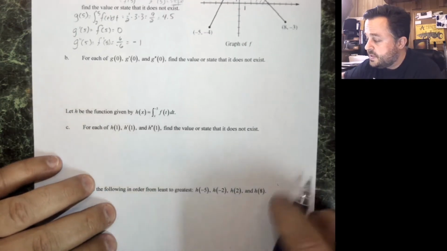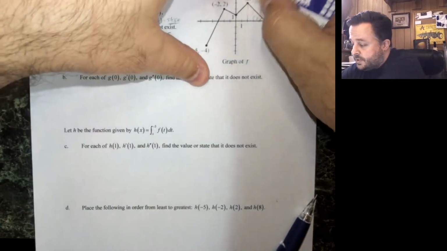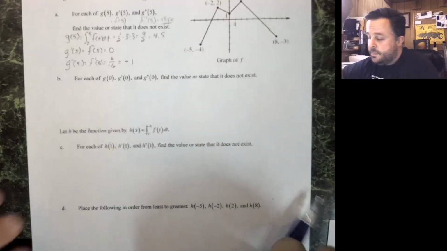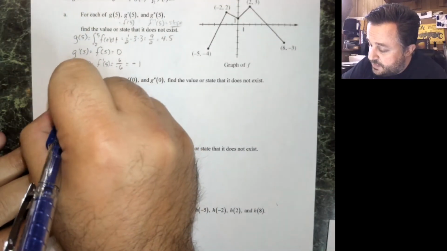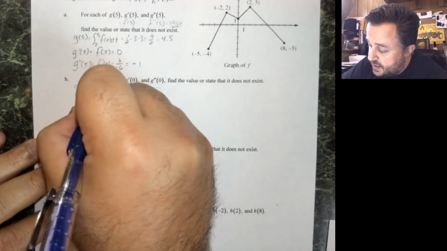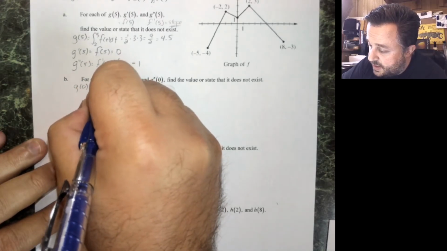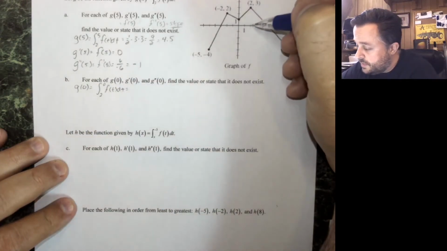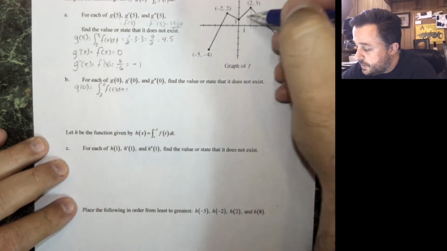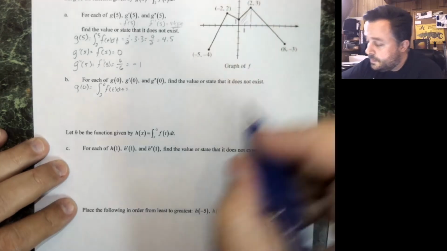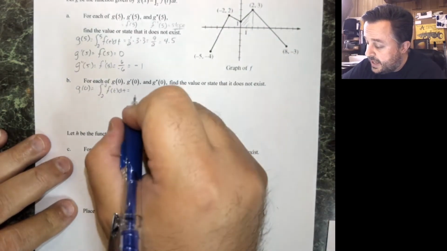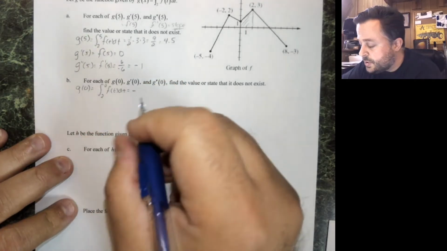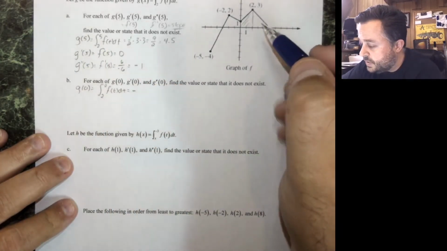We're going to find g of 0. To do this, I'm going to go ahead and just erase what I have up here on this graph. So g of 0 is the integral from 2 to 0 of f of t dt. So we're going from 2 to 0. Now again, because we are going to the left from 2 to 0, this is going to be negative. We could switch the bounds, but we don't need to.